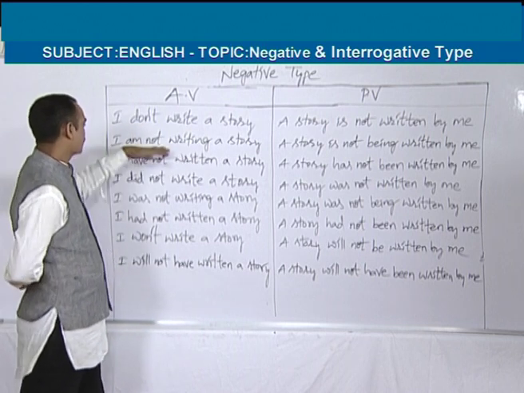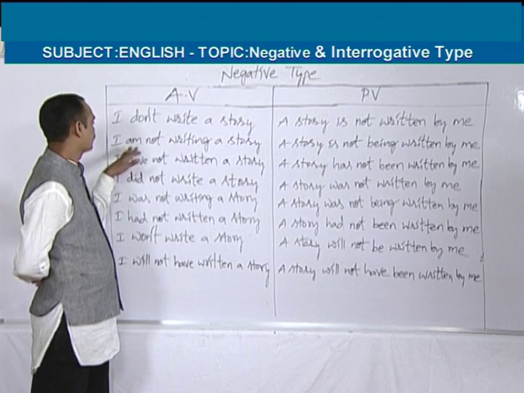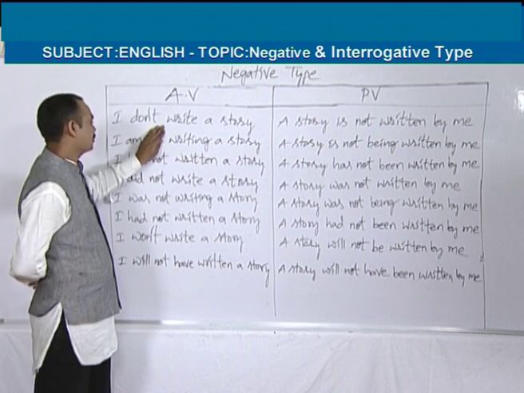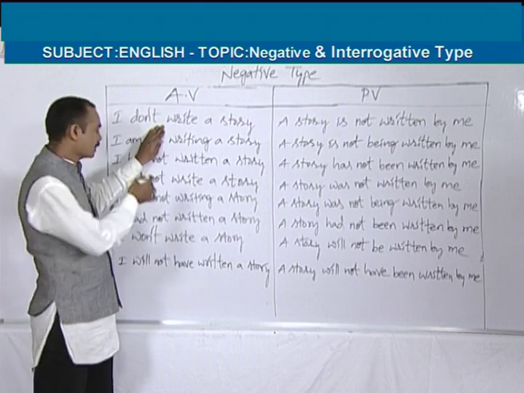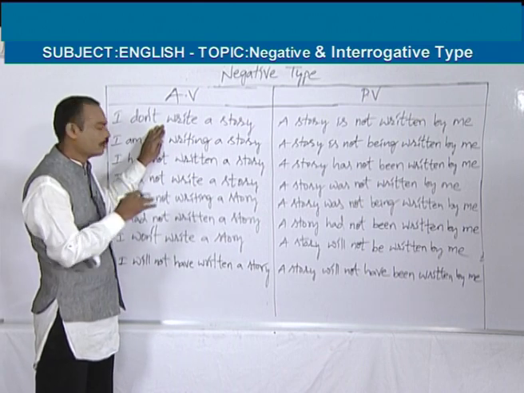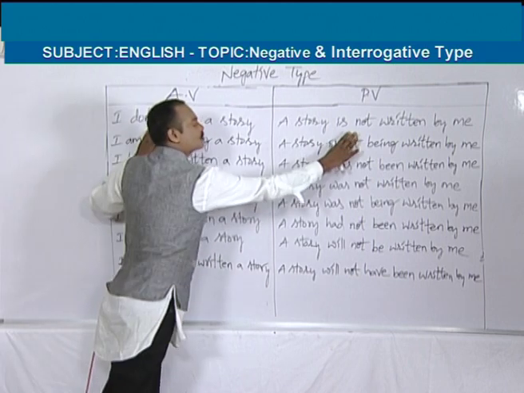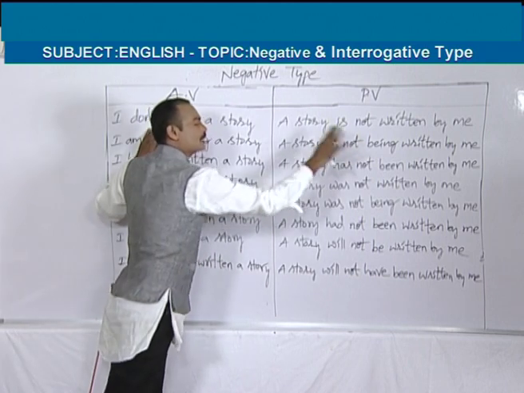Next, let's take present continuous tense. I am not writing a story. So, I am writing a story. This is also present continuous but a positive statement. For example, I am writing a story. Answer: A story is being written by me.